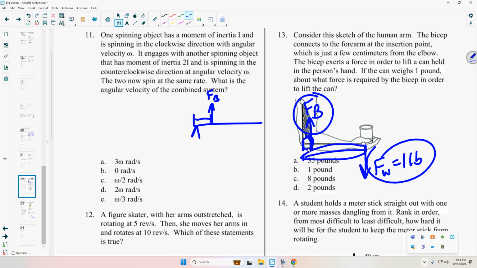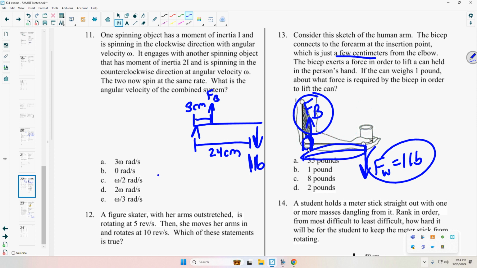We'll say that this distance is 3 centimeters. That's what I said, I just gave you an estimate of a few centimeters. And then the weight here is 1 pound. This distance is then 24 centimeters, roughly, about the distance of your forearm, about 24, 25 centimeters or so.